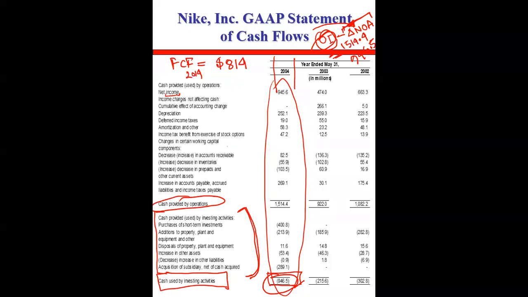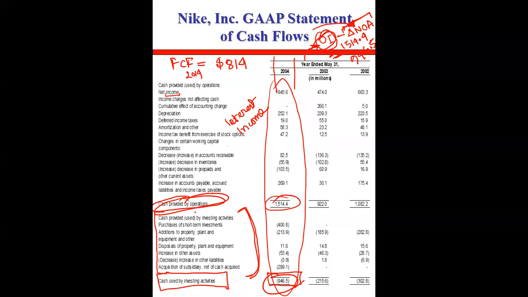Do you know that net income includes the interest income? Net income includes the interest income. Yeah. So in that case, if we take the cash flow from operations from this number, cash provided by operations, do we make a mistake? We make a mistake if we use the cash provided by operations as a proxy for cash flow from operations.